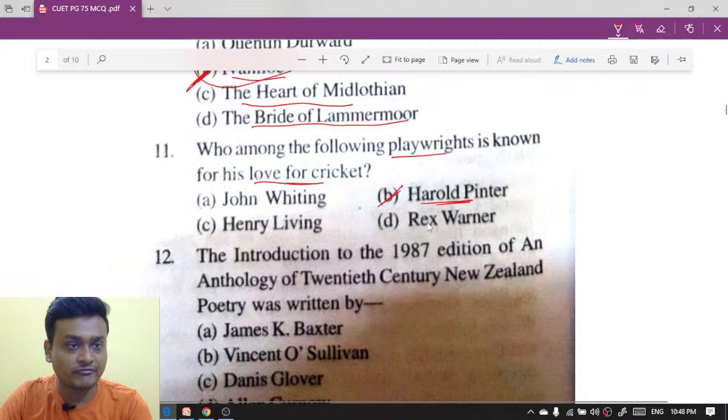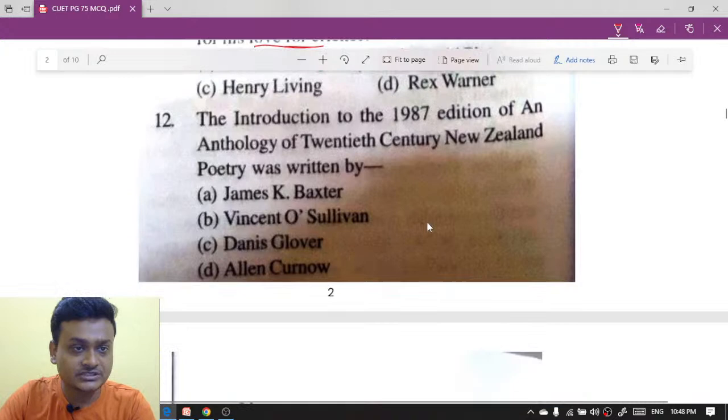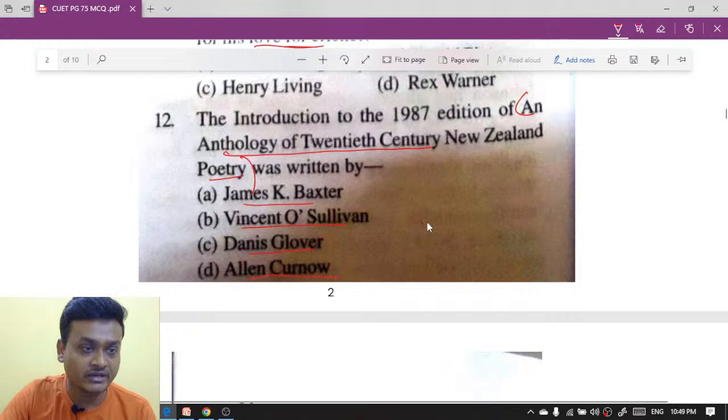Whatever. So question number 12: the introduction to the 1987 edition of An Anthology of 20th Century New Zealand Poetry was written by James K. Baxter, Vincent O'Sullivan, Denis Glover, or Allen Curnow? It was written by Vincent O'Sullivan. Vincent O'Sullivan is the right option. Next slide.